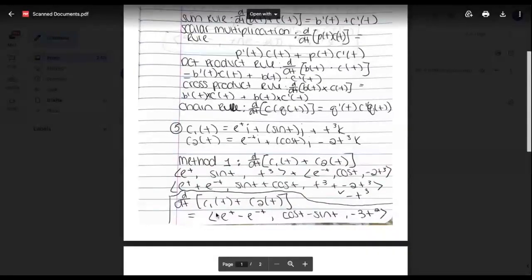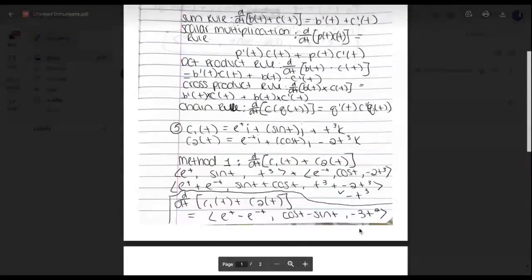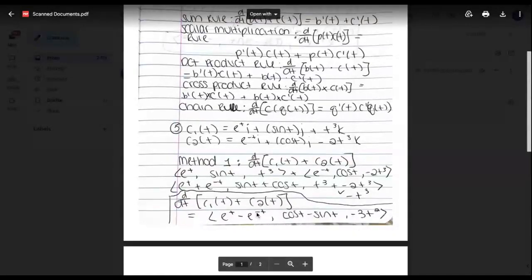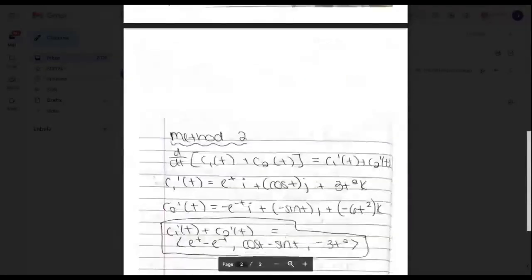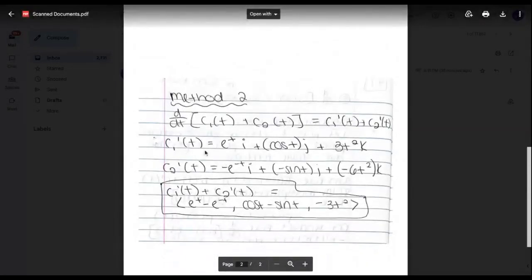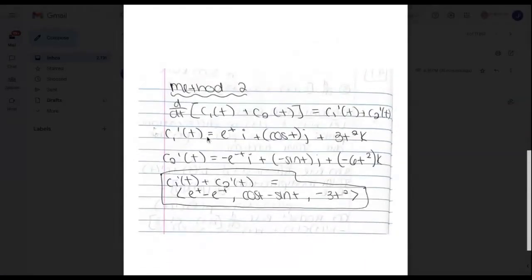So then I get what's on the bottom as the derivative, and in vector form. And then method 2, taking the derivative of c sub 1, I get the derivative of e to the t is just e to the t. The derivative of sine is cosine. And then the derivative of t cubed is 3t squared.